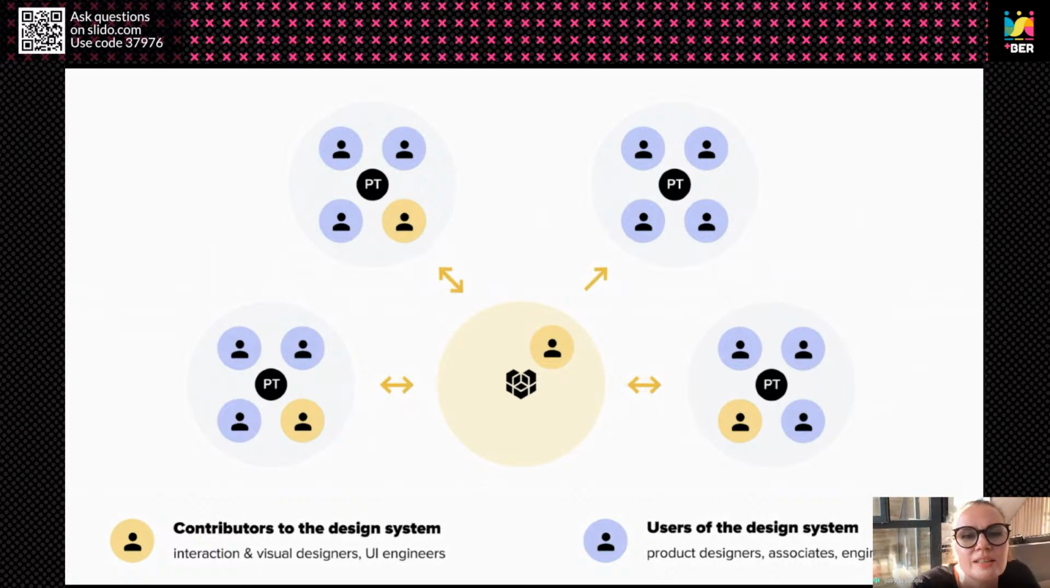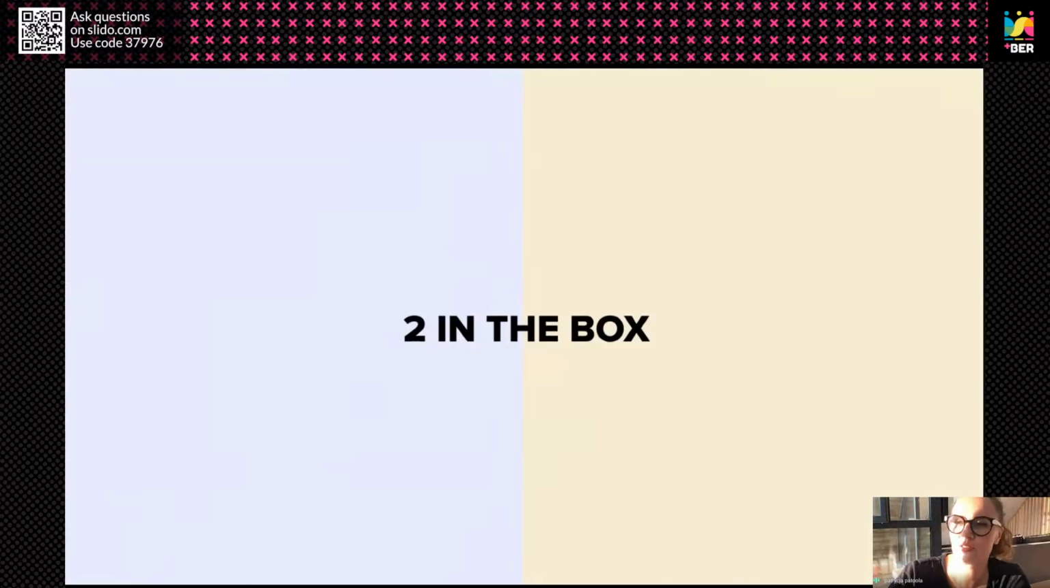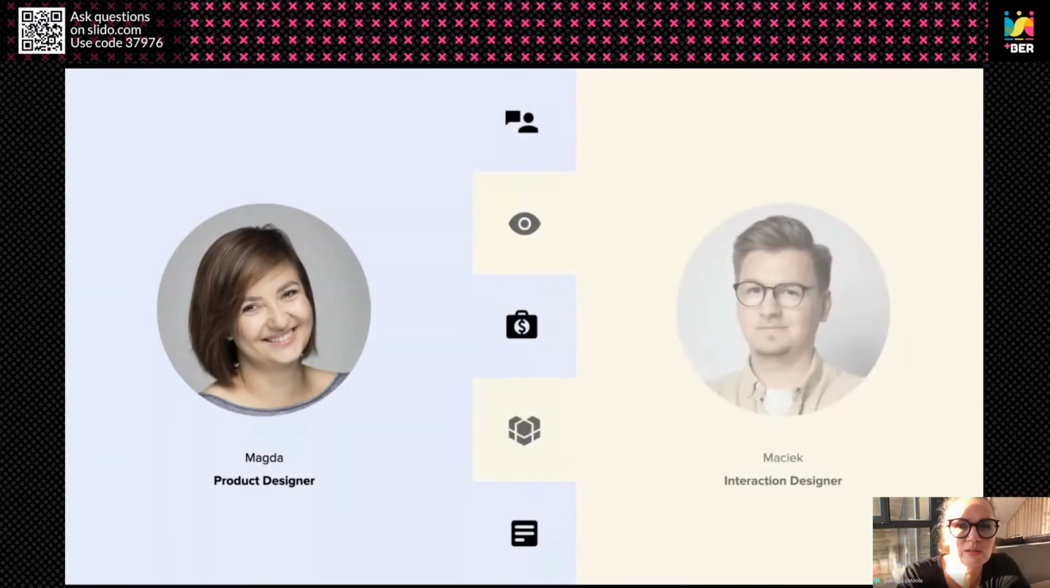In product teams, interaction designers work hand in hand with product designers in the model we are calling two in the box. In this model, designers work on the same features, but they are giving different perspectives and have different responsibilities. For example, Magda's job is to satisfy key needs of our users and to create solutions that will meet business goals. She also documents the development of our product.